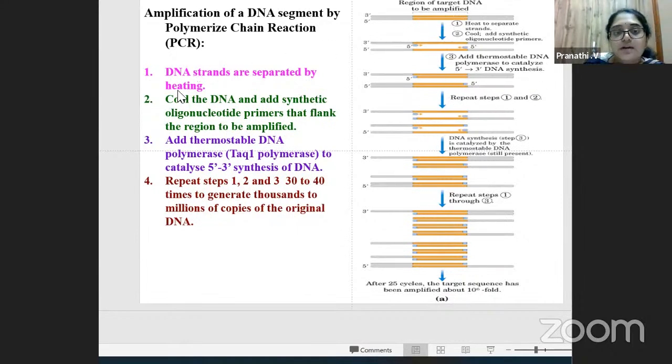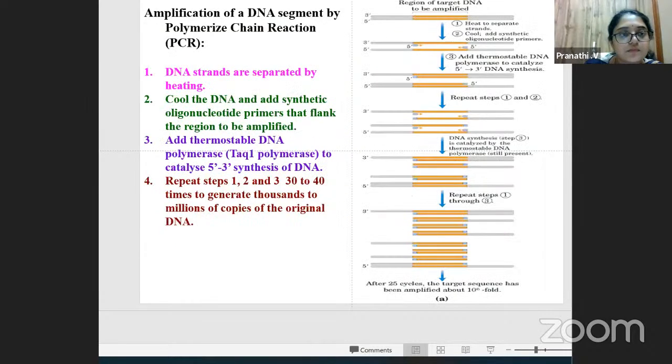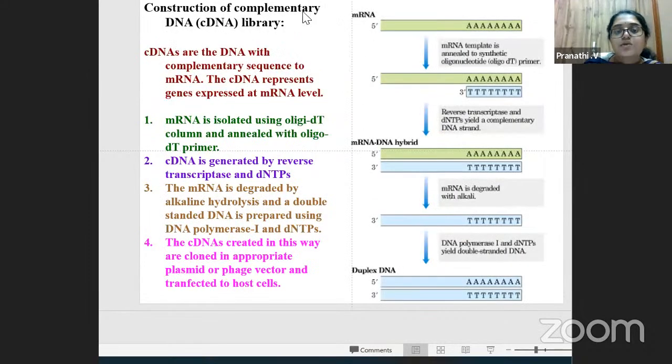So you have a primer that is being used basically. So in this, what will happen is, for the construction of the cDNA library, like I told you, mRNA is isolated, oligo primers are added, oligo-dT, and then cDNA is constructed using the reverse transcriptase.